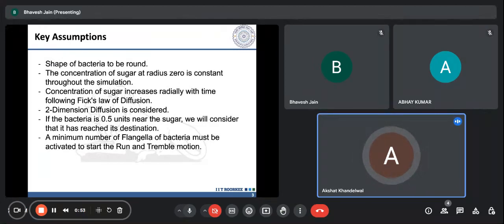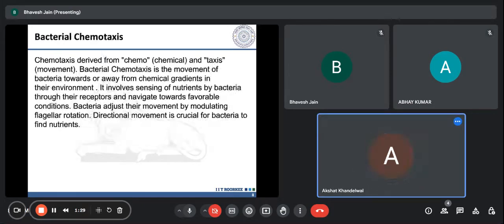The key assumptions made during the simulation were the shape of the bacteria to be round and point in size, and the concentration of sugar at radius 0 is constant throughout the simulation. Concentration of sugar increases radially with time following Fick's law of diffusion, and two-dimensional diffusion is considered. Also, if the bacteria is 0.5 units near the sugar, we will consider that it has reached the destination. A minimum number of flagella of bacteria must be activated, that is, the receptors must be activated to start the run and tumble motion, which is a major part of our simulation.